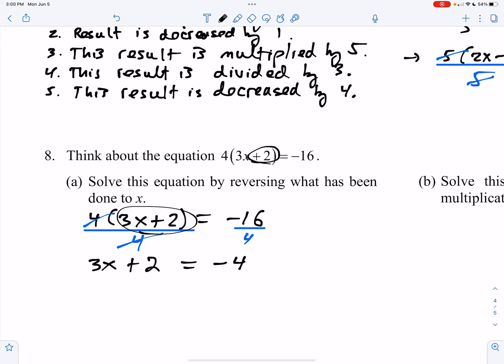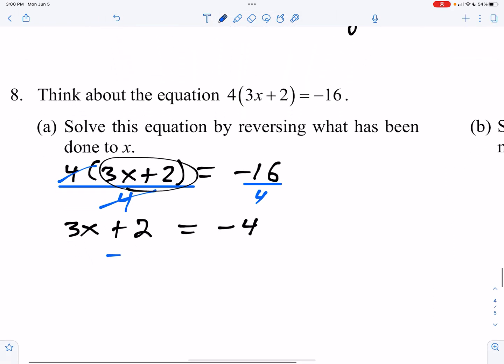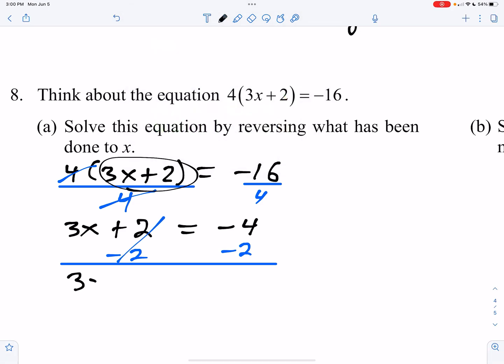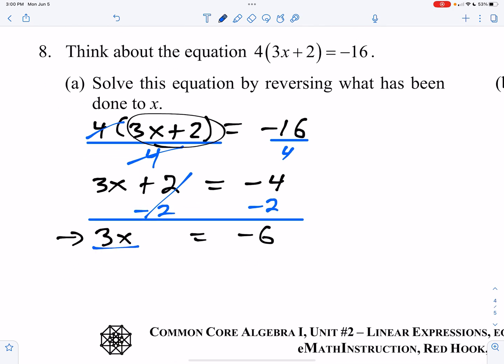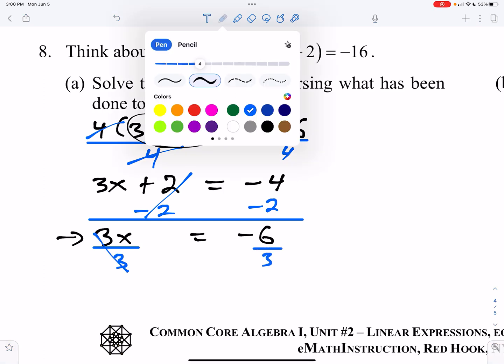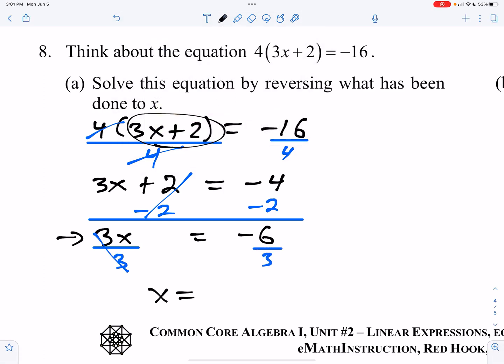The next thing I need to do is reverse the plus 2. That's been added to the 3x. So the opposite of adding 2 would be to subtract 2 from both sides. 2 minus 2 cancels, and I get 3x equals negative 4 minus 2, which is negative 6. The last thing I'm doing is reversing the 3 times the x. So the opposite of multiplying by 3 is to divide by 3. And you can see I get x equals negative 6 divided by 3, which is negative 2.